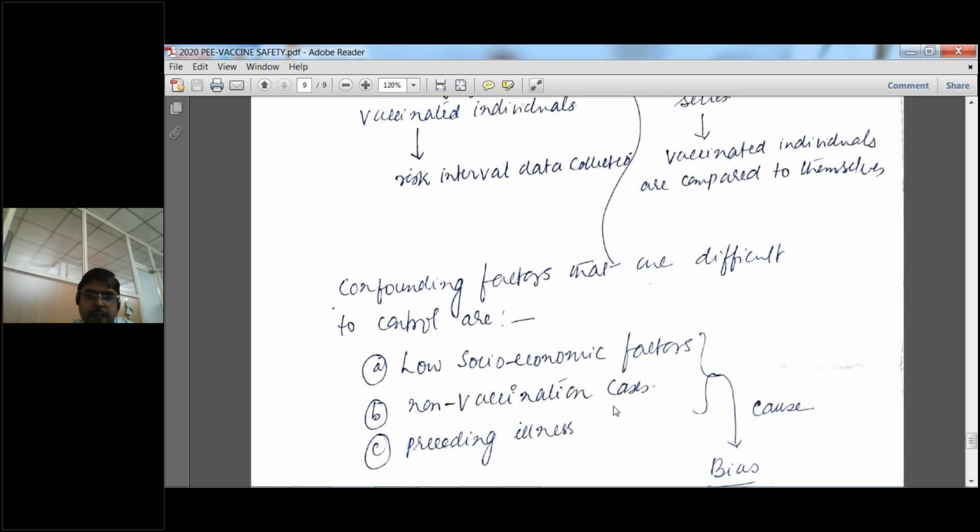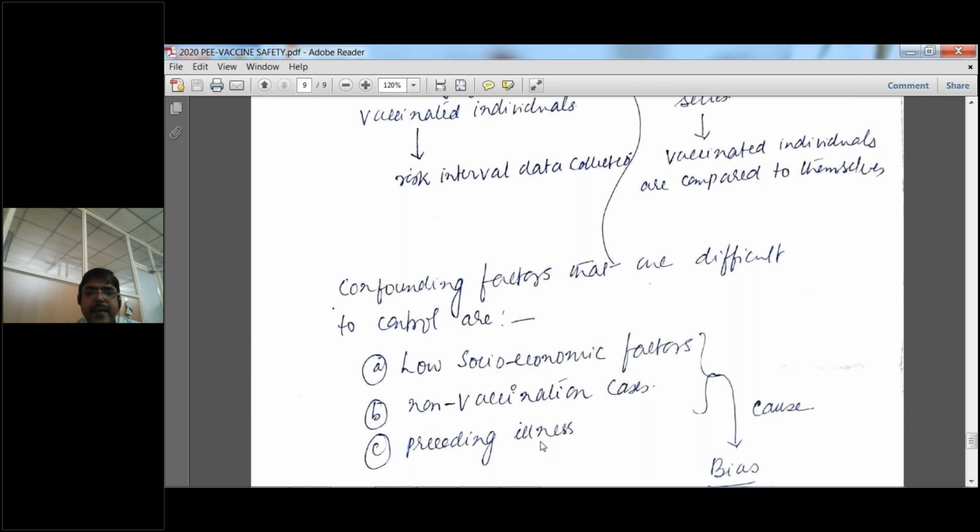Non-vaccination cases. For example, patients would not have been vaccinated earlier. Now today you want to vaccinate, so the body is receiving the vaccine for the first time. So it is hyper-responsive. That is what leads to the problem of bias.